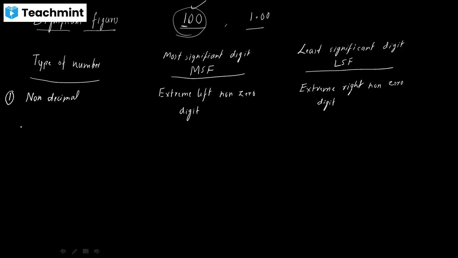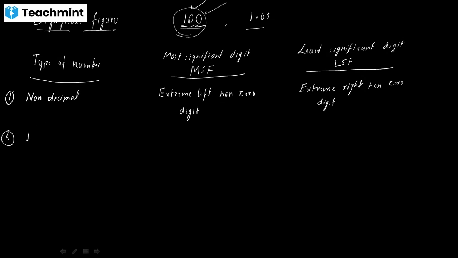Here, in the 100, which one is the extreme right non-zero digit? Can you see any extreme right non-zero digit here, students? No, here also 0, here also 0. So that means 1 itself becomes extreme left as well as extreme right. So in the number 100, 1 itself acts as both extreme left and extreme right, because everything is zeros after that. That is the non-decimal number case.